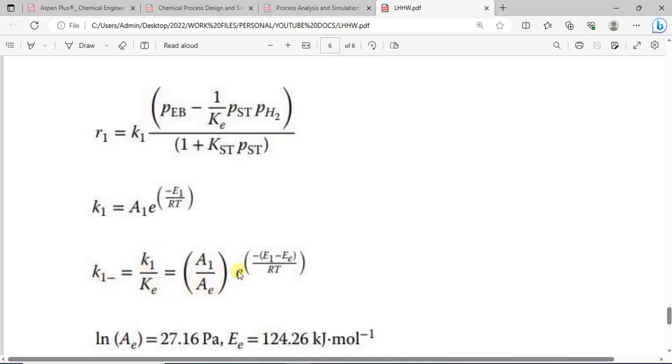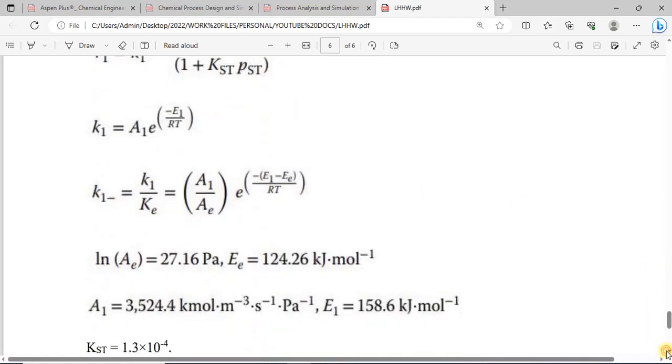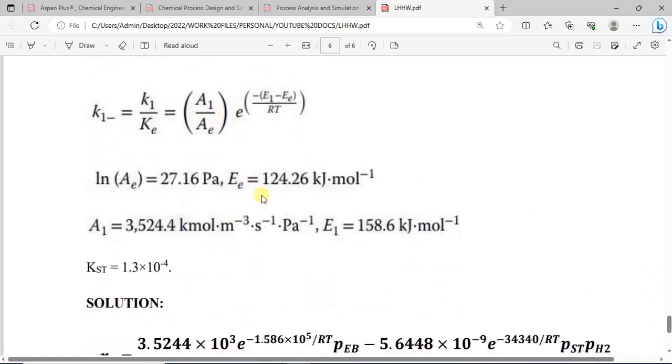So you have this A1 over AE e raised to power minus E1 minus EE over RT, right? So you have to resolve all of this in order to get the K inverse values, right? And then you have the values for those different parameters. You have ln AE is equal to 27.16. So if you take exponential of both sides, you will get the value of AE, right? And then EE is given, A1 is given, E1 is given as well, right?